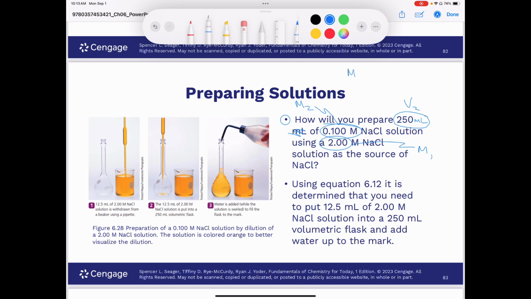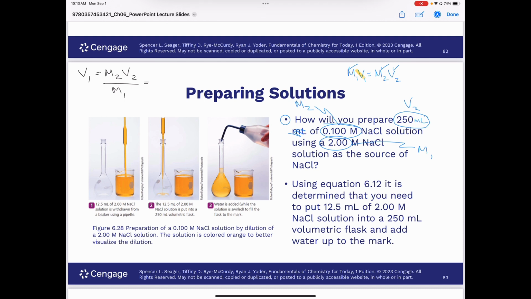So if we look at our formula, M1 times V1 is equal to M2 times V2. What you're looking for is you have V2, you have M2, you have M1. So you're trying to solve for V1. And so you can rearrange the formula. Permit me to just write it over here on the left-hand side of the screen. So V1 is going to be equal to M2 times V2 divided by M1, like this.